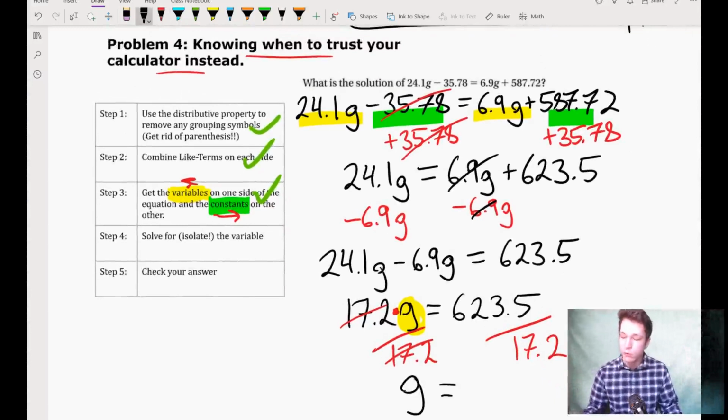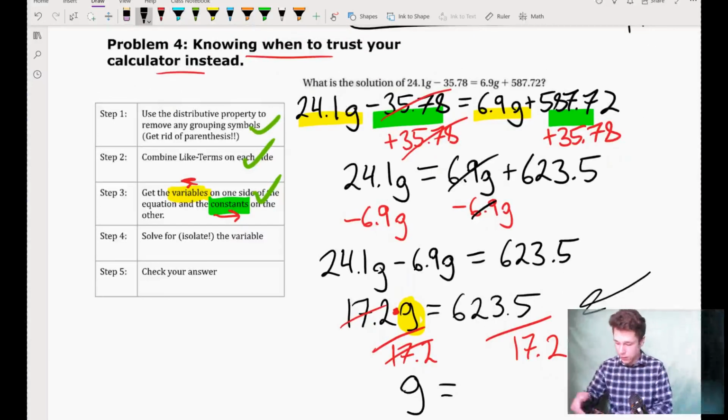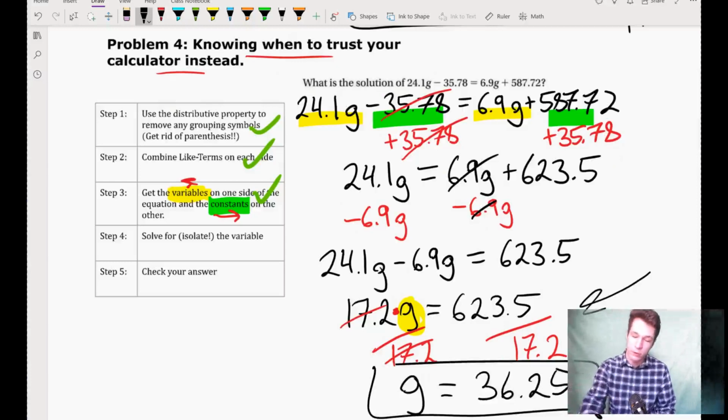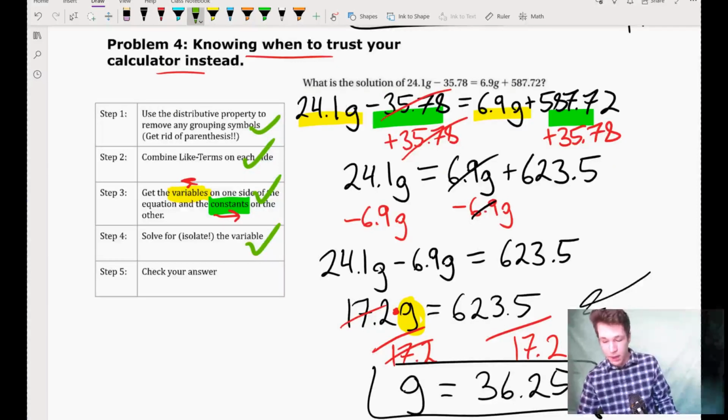g is equal to whatever this is right here. You definitely need a calculator. I'm going to take 623.5 divided by 17.2. I got 36.25. And I'm going to box that answer, but I wouldn't yet because we still haven't done step 5. Check. How do you check this? With this. You honestly do need this.